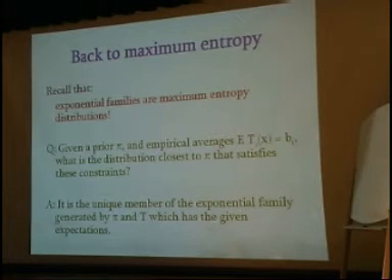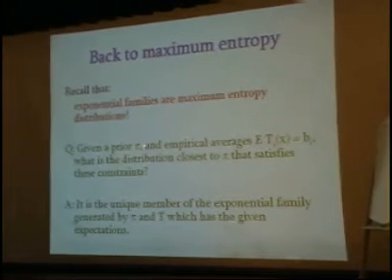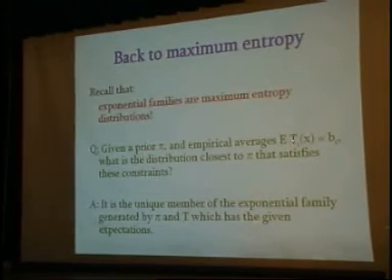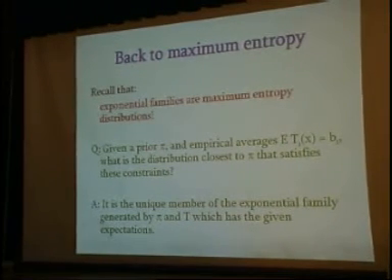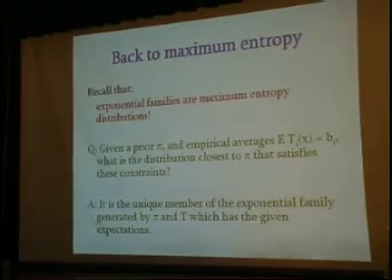And it turned out that the solution to this is to choose the distribution to be an exponential family model. Specifically, the solution to this is the unique member of the exponential family generated by pi and t, which satisfies, which has the given expectations. Okay? So the prior pi and the features t uniquely define an exponential family of distributions, and we just have to pick the one that has the given expectations. Okay? So let's look at an example of this, right?